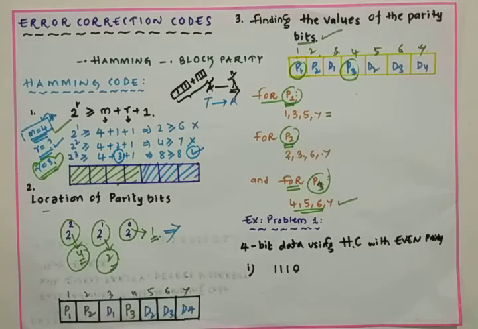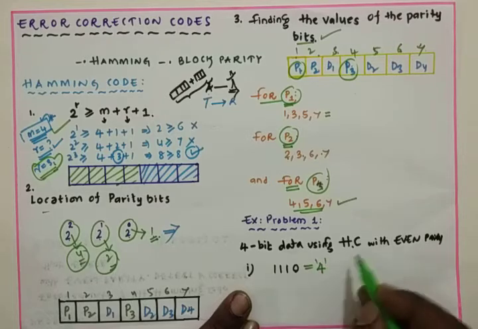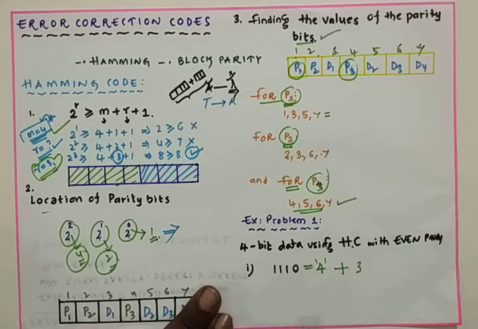1110. Now, how many bits are there? Here the 4 data bits are there. So how many parity bits do we have to add? 3 parity bits. In total it is 7. So draw the 7 boxes. This is 1 2 3 4 5 6 7.